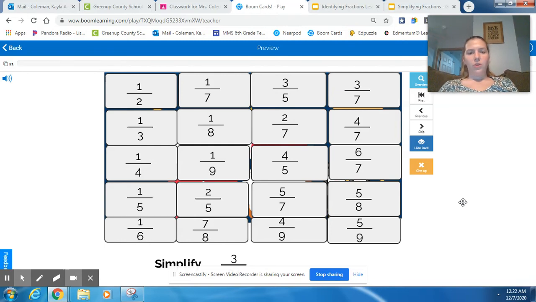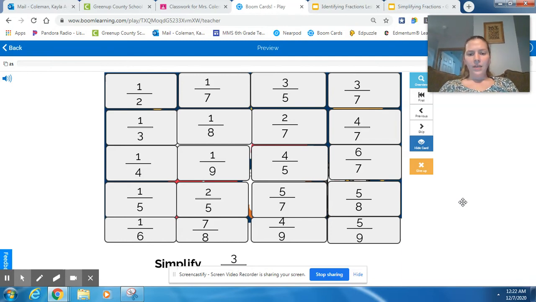You should already be familiar with how to log into boom cards, how to use your student ID, how to find My Classroom, and this assignment. If you have a hard time finding this assignment, let me know, and I will troubleshoot with you and try to figure out what the problem is.